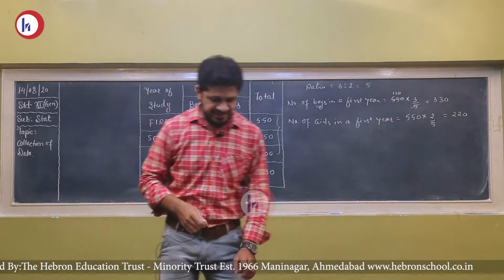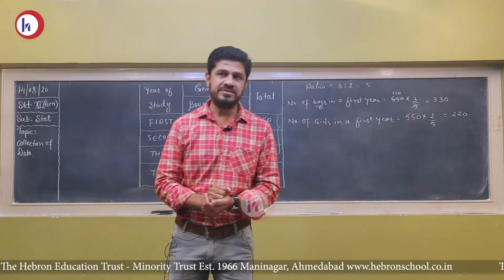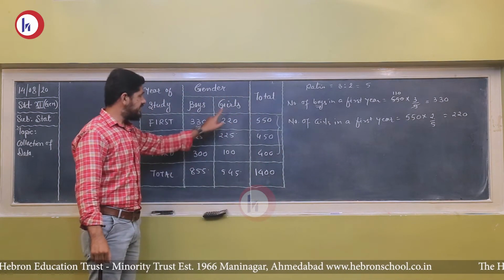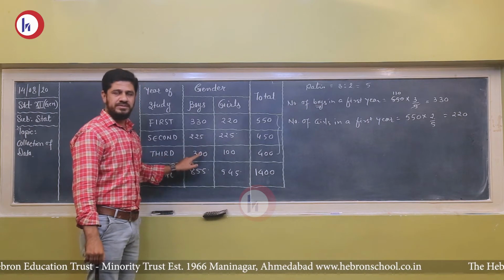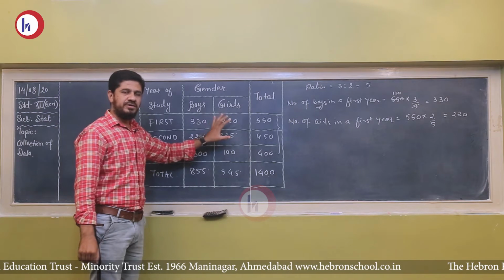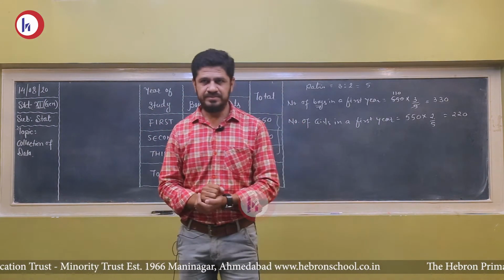Now students, the last line will be, in the third year, the number of boys is 3 times the number of girls. The number of boys is 3 times the number of girls. Without using this line, we can find the remaining amount. Okay, let's come to the second sum.